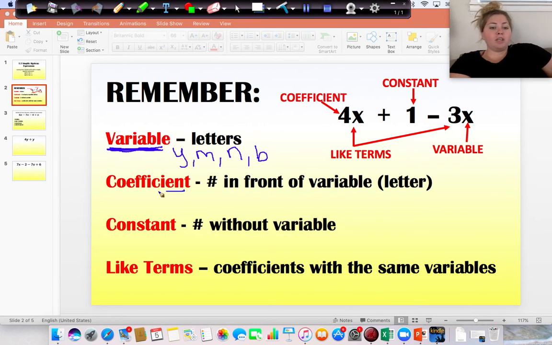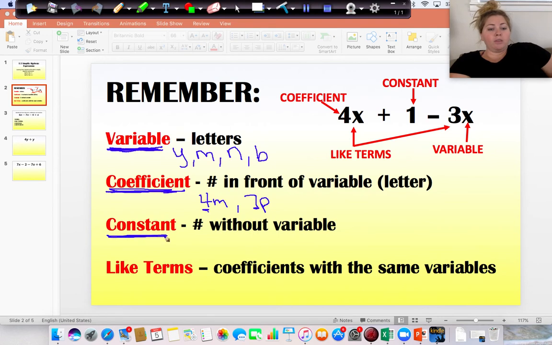Coefficients are the numbers in front of your variables. So the -3 here, that is a coefficient. This 4 is also a coefficient. Coefficients are the numbers in front of the variables or letters. So this 4 is the coefficient. 7 is the coefficient. Coefficients are the numbers in front of the variables.